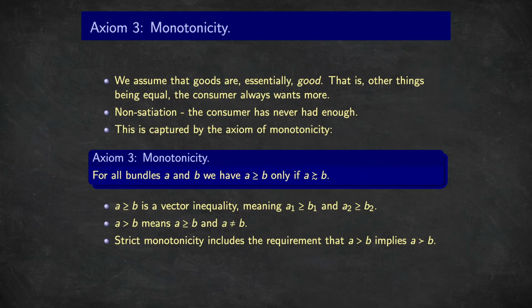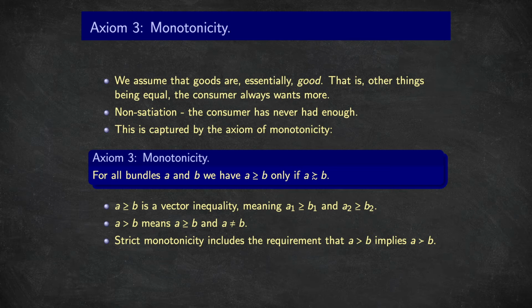So let's state our axiom of monotonicity, the third axiom of consumer theory. I think the book calls this the more is better condition. Formally, the statement reads as follows. For all bundles A and B, if A is larger than B in the weak sense, then A is preferred to B in the weak sense. And we could also add the strict version: if A is strictly larger than B, so it's greater than or equal to in both coordinates, but A is not equal to B, then A is strictly preferred to B.